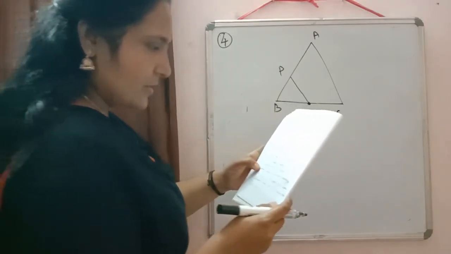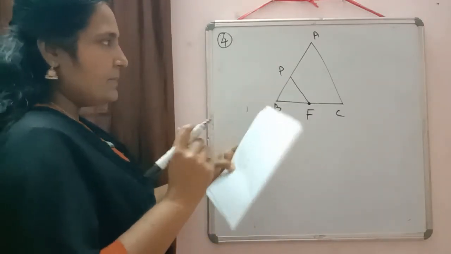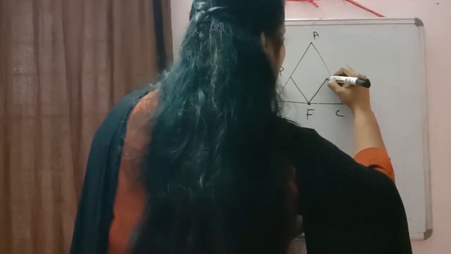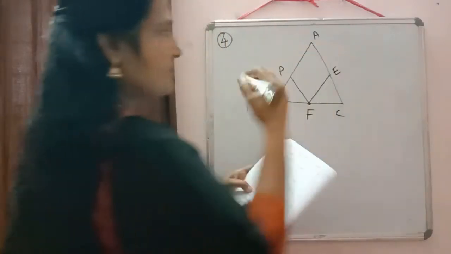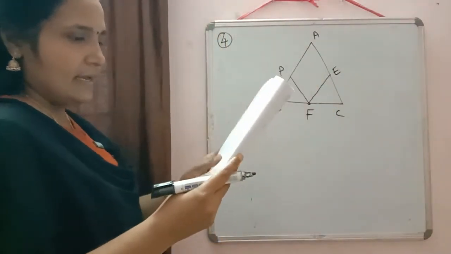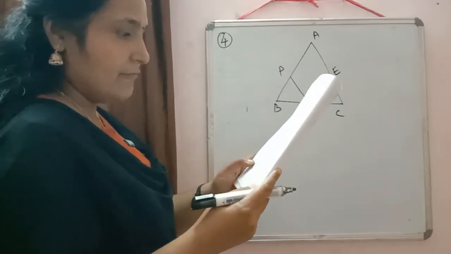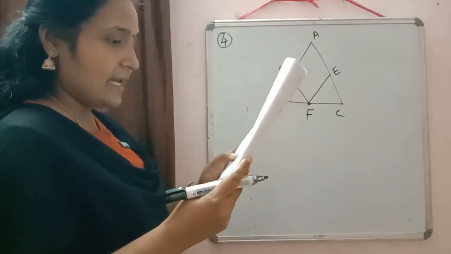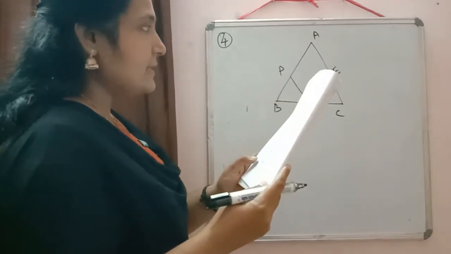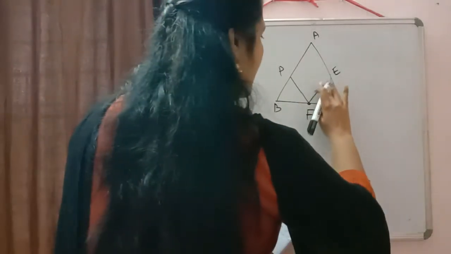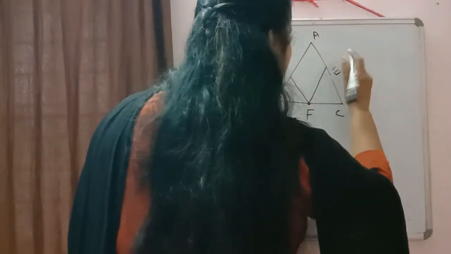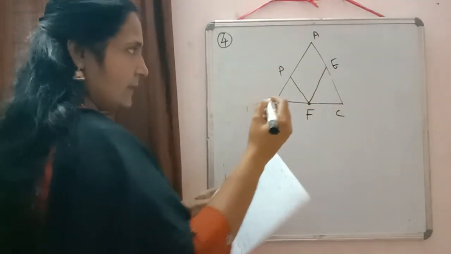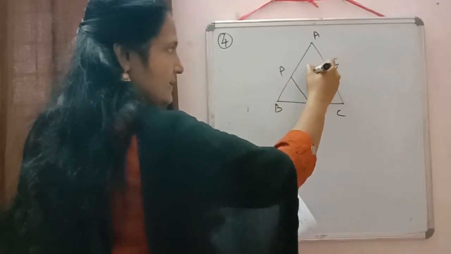And FE is drawn parallel to BA, meeting AC at E. EP and CB when produced. Produced means when extended. Which side are we extending? EP and CB. So we have to extend EP. So I can draw the diagram. I am extending the side EP. So EP will be extended in this way.